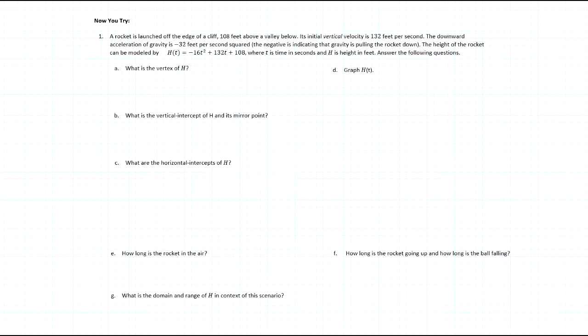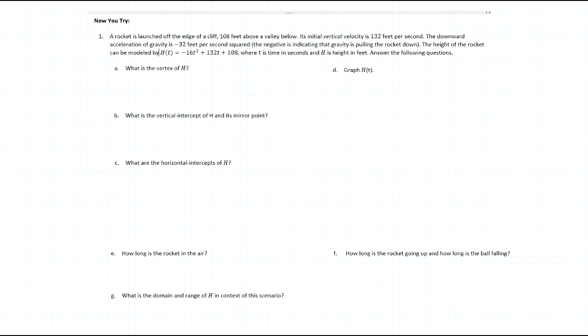Let's look at the solution to the Now You Try problem on an application where you can factor a trinomial. We have a rocket launched off the edge of a cliff 108 feet above a valley below. Its initial vertical velocity is 132 feet per second. The downward acceleration of gravity is negative 32 feet per second squared, the negative indicating that gravity is pulling the rocket downward. The height of the rocket can be modeled by capital H of t equals negative 16t squared plus 132t plus 108, where t is time in seconds and H is height in feet.